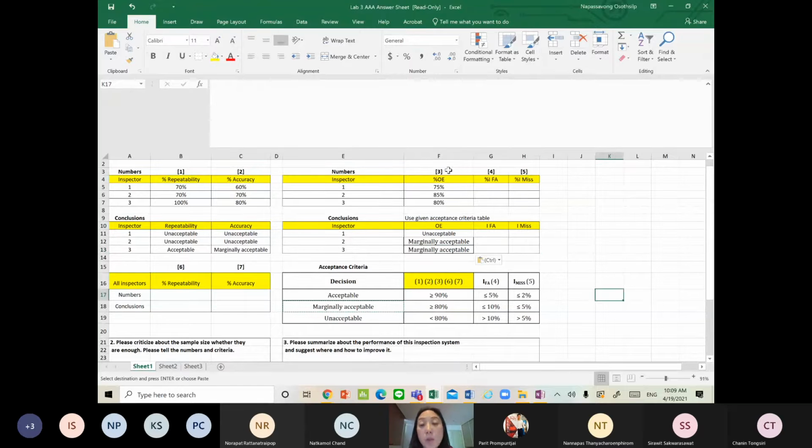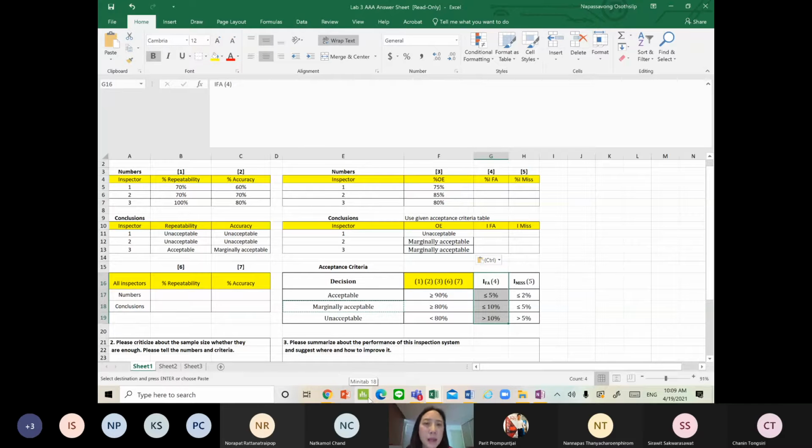Now, okay, we are done with percent OE, right? Now we'll move to percent FA, okay? Indicator number 4, which has the criteria as this table, okay? And take a look at the definition of FA.